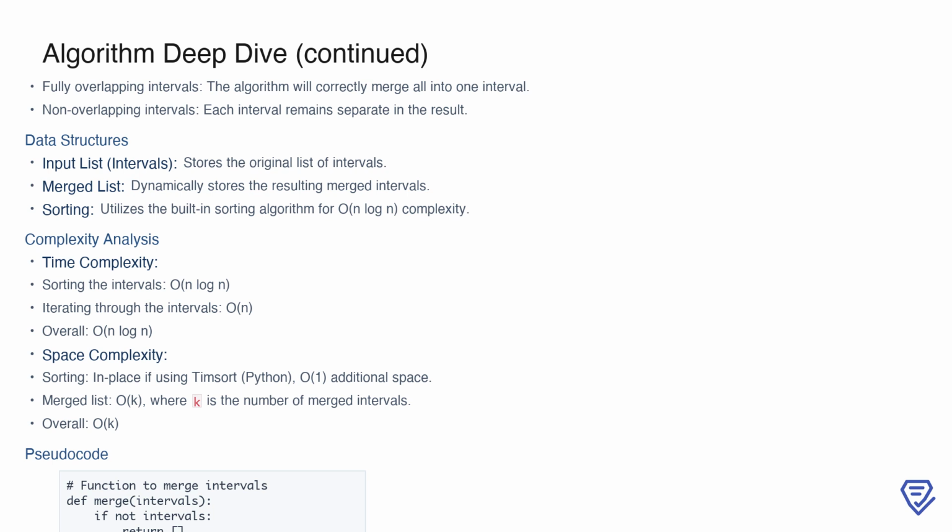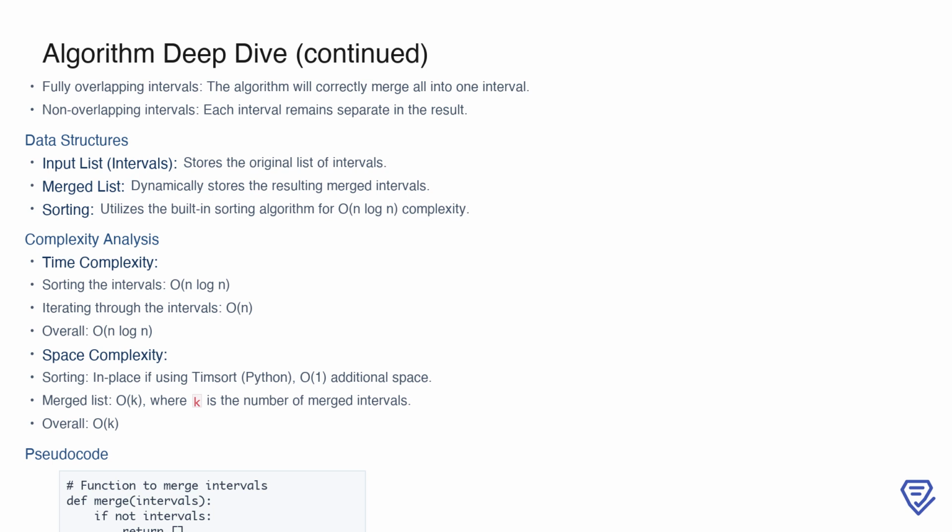Analyzing the overall complexity, we see that sorting the intervals takes O(n log n), and iterating through the intervals takes O(n). This gives the algorithm a total time complexity of O(n log n). The space complexity depends on the sorting algorithm. In Python, timsort operates in place, so it requires O(1) additional space. The merged list uses O(k) space, where k is the number of merged intervals. Thus, the overall space complexity is O(k).